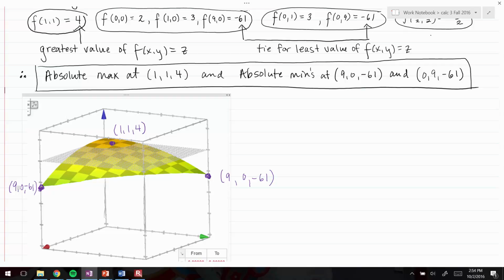But we had to check all those places, and you can hopefully appreciate from this that you can have an absolute maximum or minimum on a boundary point, and that did occur for the absolute minimums in this problem. Alright, so that's it for this section, and then on to the next one.